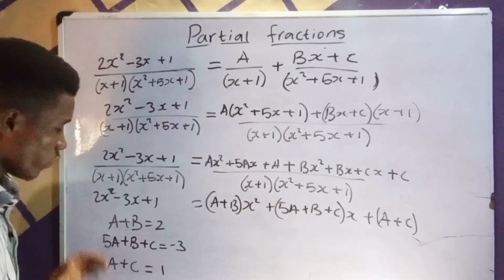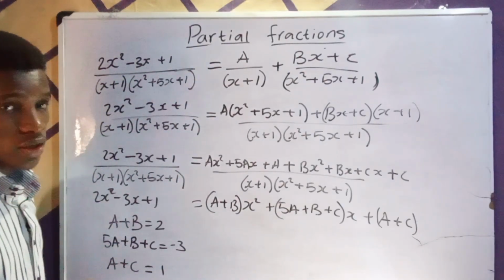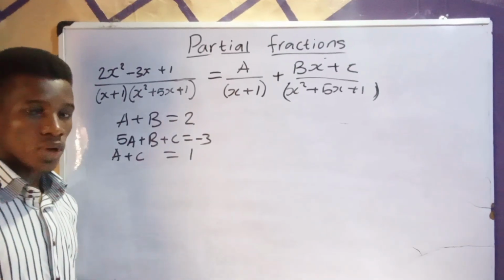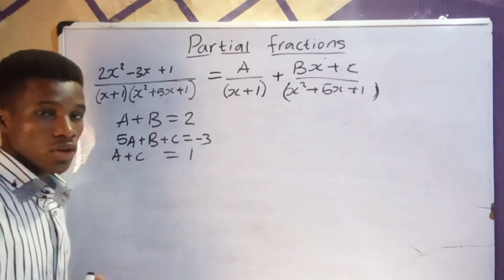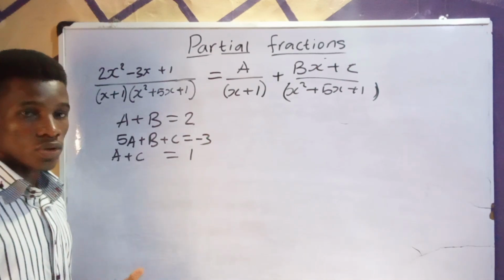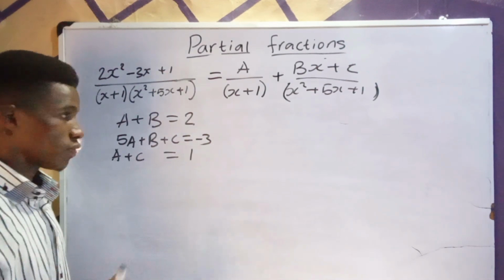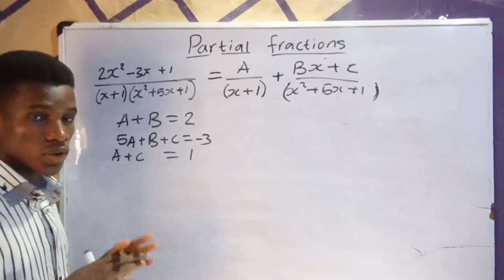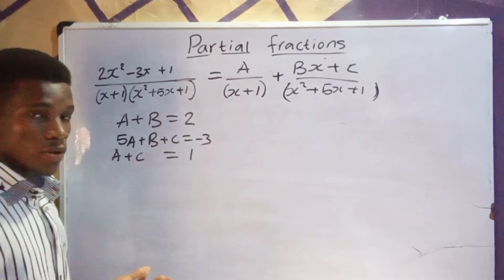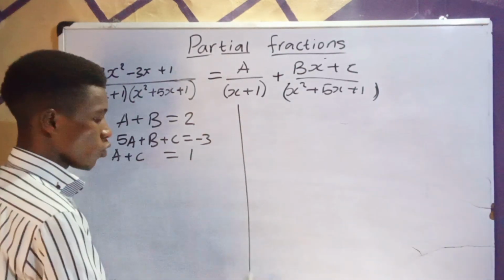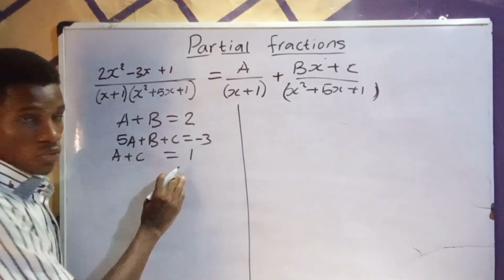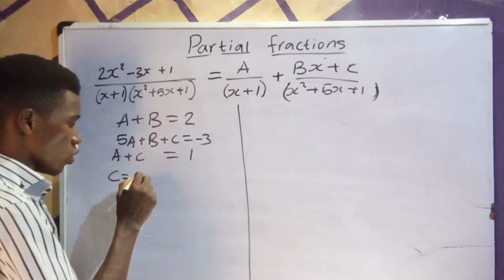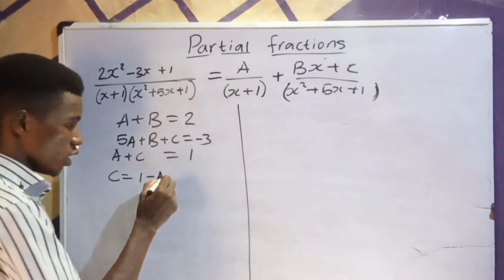So we proceed to solve these simultaneous linear equations, and we are going to be using the method of substitution here. Because of our space, we had to clean, and these are the 3 simultaneous equations we got by comparing coefficients. So we can go by the method of substitution. If we go by substitution, we can use equation 3 and make C the subject. So we see that C is equal to 1 minus A, right?